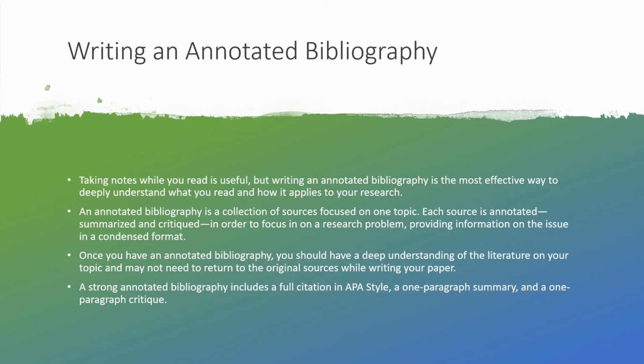So an annotated bibliography is basically a list of articles, book chapters, books, websites, whatever other kind of scholarly sources that are connected to your topic, speak to your topic, and you go ahead and you create those in APA style, a full citation. So if you use that source, then you just can copy it and paste it to the end of your research article, right? And underneath each of those citations then is an annotation that summarizes and critiques focused on your research problem to provide information on the issue in a condensed format.